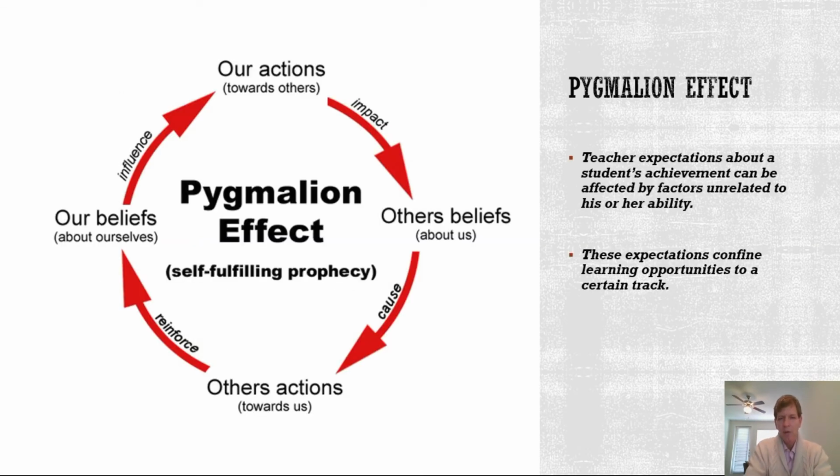So remember what we often talk about as the Pygmalion effect. Remember that our actions toward others impact the way that others have certain beliefs about us. And in turn, these beliefs that others have about us cause others to treat us in a certain manner, positively or negatively. This in turn reinforces our beliefs about ourselves, and our beliefs about ourselves will influence our actions. This creates a sort of self-fulfilling prophecy.